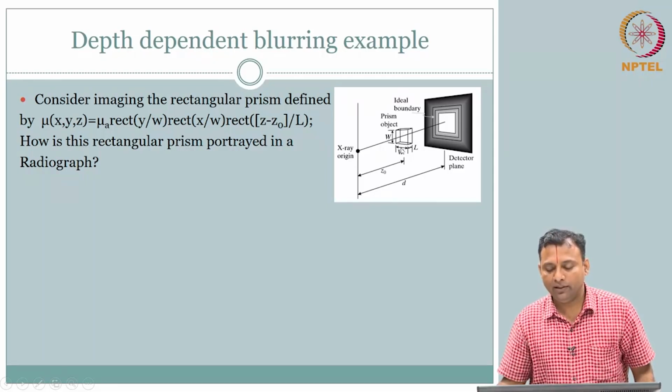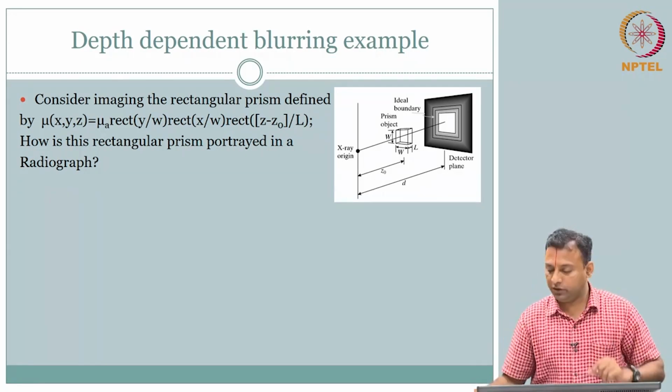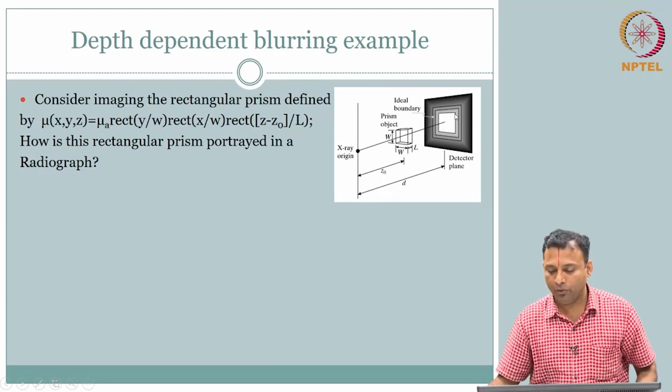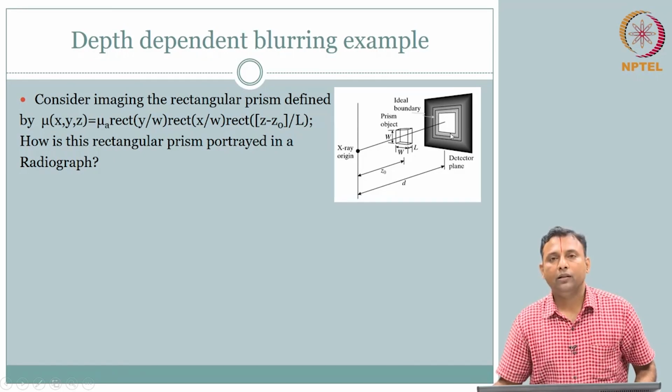It has a width, height, and thickness. Supposedly the object is going to have the same mu. So ideally, when you project this rectangle, only that face should have the same value. You should have only this. That should be your ideal boundary.